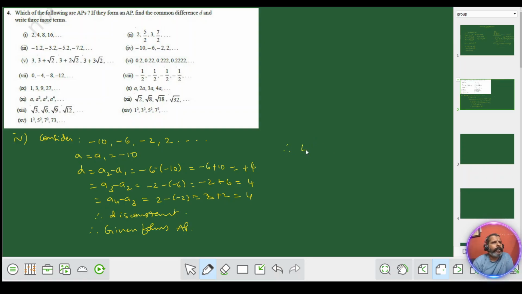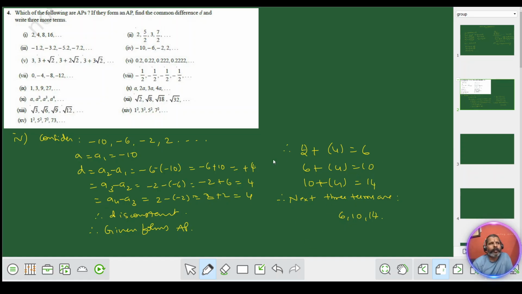That is, take the last term, 2 plus D. D is what? 4. 6, 6 plus 4, 10. 10 plus 4, 14. Therefore, conclude that the next three terms are 6, 10 and 14.